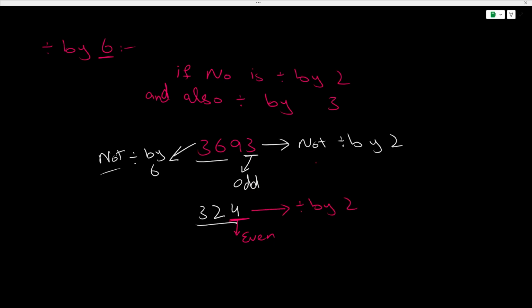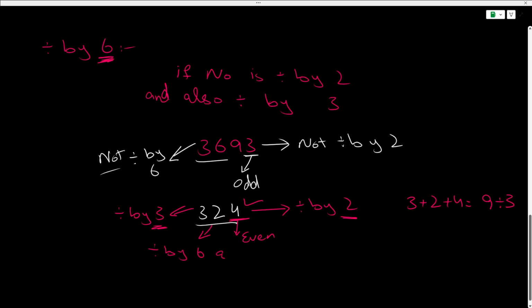Now let's check its divisibility by 3. We will add all the digits in the number, that's 3 plus 2 plus 4, it becomes 9. So 9 can be divided by 3, so we say this number is also divisible by 3. Okay, if the number is divisible by both 2 and 3, we say the number is divisible by 6 as well. So this number is divisible by 6 as well.